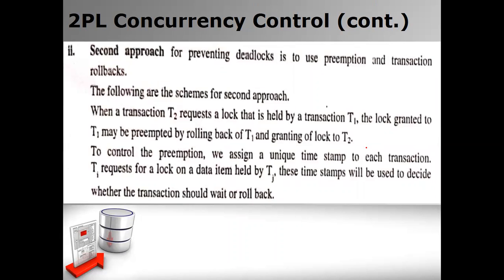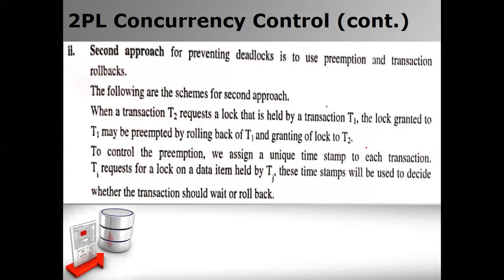In the second approach, we can prevent the deadlock by using preemption or transaction rollback. So in the second approach, either we can preempt a transaction or the transaction is going to be aborted. What is the meaning of preemption? Suppose a particular transaction is executing and another older transaction comes, then the older transaction is going to preempt that transaction and start its own execution. That is called preemption.